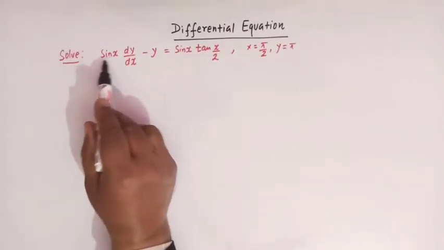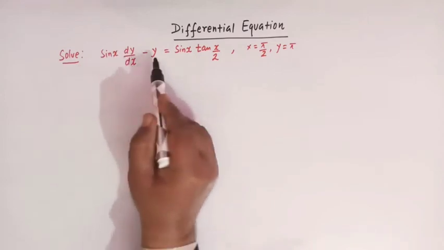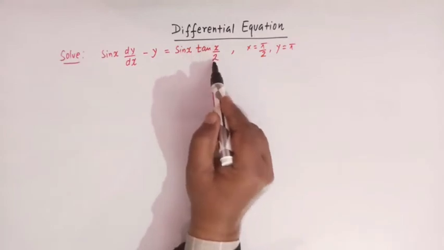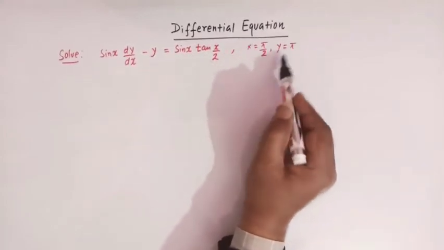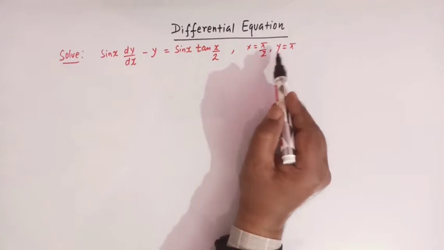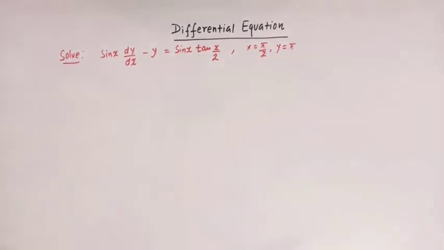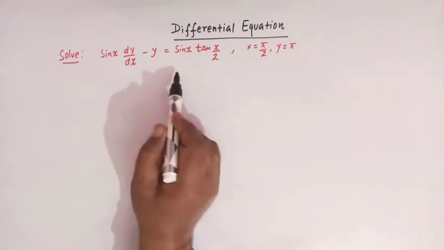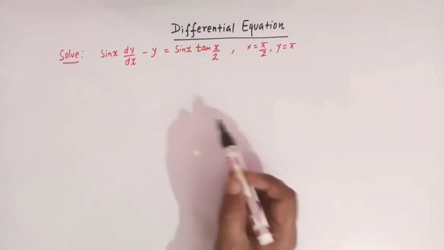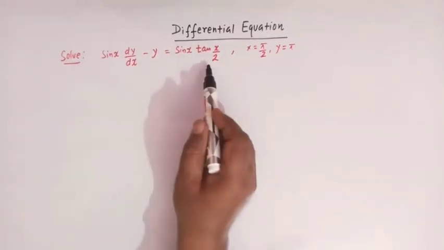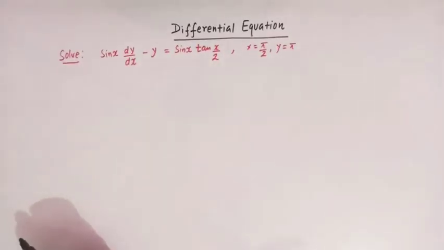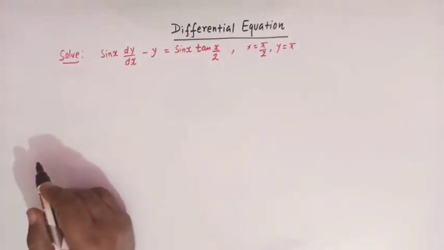So here we have to solve sin x dy/dx minus y equals sin x tan(x/2), and the conditions are x equals pi by 2 and y equals pi. First we will find the general solution, and then we'll find the particular solution of this differential equation using this boundary condition. Okay, so now let us start.